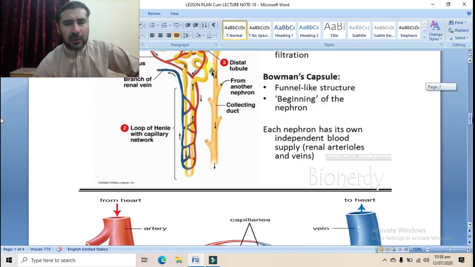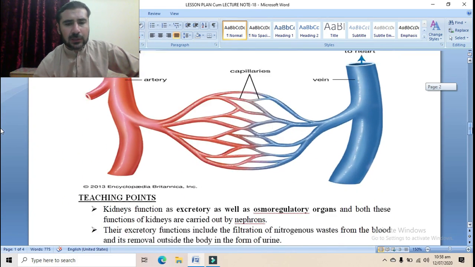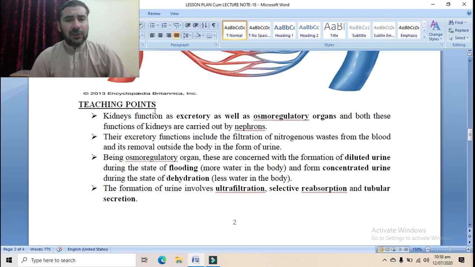Now we will move towards the teaching points. The kidney is an excretory as well as an osmoregulatory organ, and both of these functions are performed by the nephrons. Now, what is the excretory function of the kidney and what is the osmoregulatory function of the kidney? The excretory function of the kidney, which is performed by the nephron, is the filtration of blood and formation of urine, and that urine is then excreted out of the body. So this is the excretory function of the kidney.